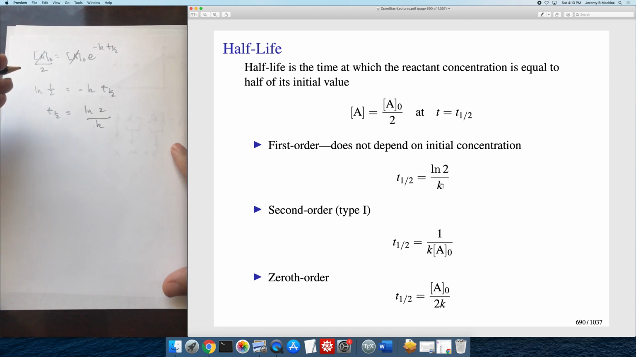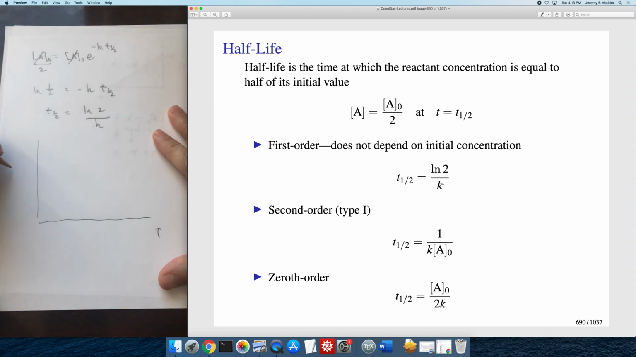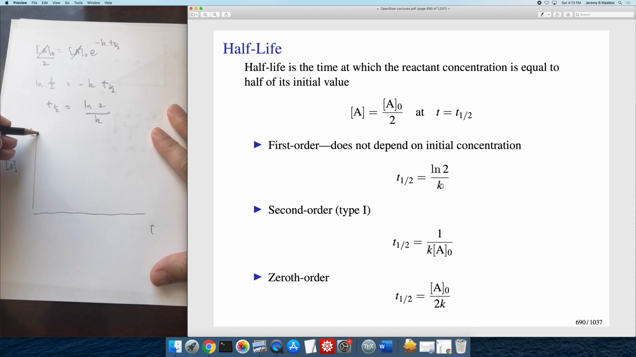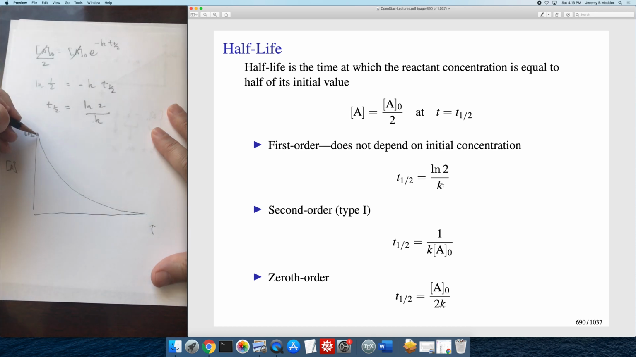Let me illustrate the half-life using a graph. So for first-order kinetics, if you plot the concentration, here's its initial concentration, you get this exponential decay. So let's call this 100%. Here's 50%. How long did it take to go from 100% down to 50%? That's our half-life time. How long does it take to go from 50% down to 25%?